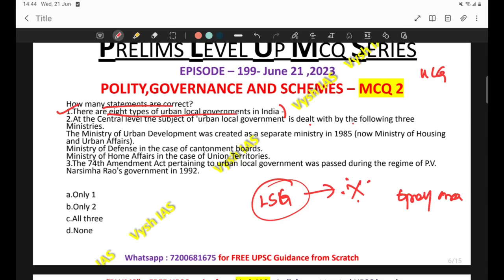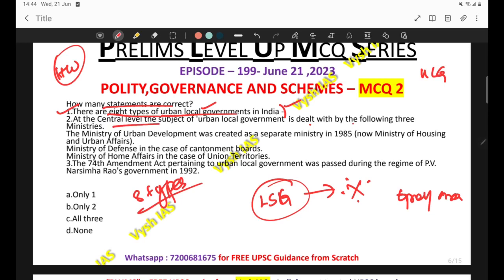So here the statement is correct. Today's homework for you is to check the 8 types. You have to find which are the 8 types of urban local governments in India. There are certain names for these urban local governments. You have to search for those 8 types, make a list and learn it.